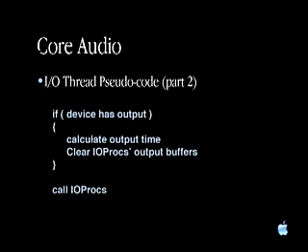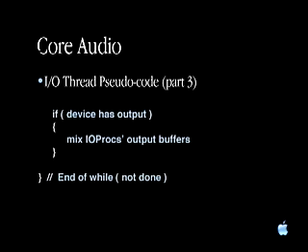Then it says, okay, does the device have output? Has somebody installed an I/O proc to send data out? Okay, well, let's calculate when that output is actually going to be sent, clear out the output buffers to prepare for calling the I/O procs, and then call all the I/O procs that are installed for this device. As I mentioned, even a particular process can install more than one, and you can have multiple processes sharing a device, so there might be a number of I/O procs actually installed here.